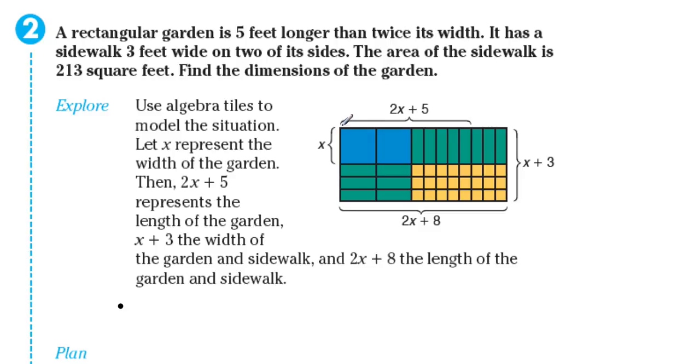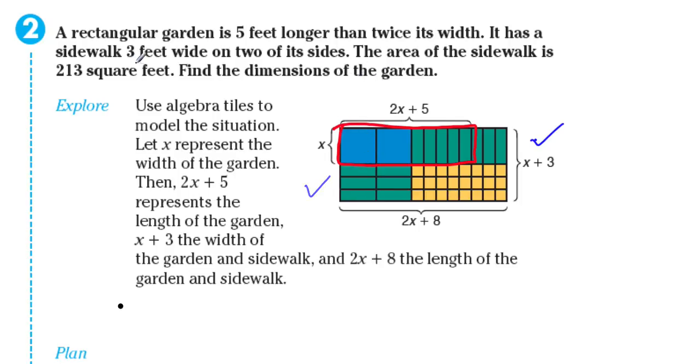This is basically our rectangular garden. It has a sidewalk 3 feet wide on 2 sides. That means 3 feet wide on 2 sides, on the right and the bottom. Obviously, you don't have a sidewalk at the back or on the other side. So the sidewalk will be in this general area right here and in this general area right there. That's where the sidewalk should be.